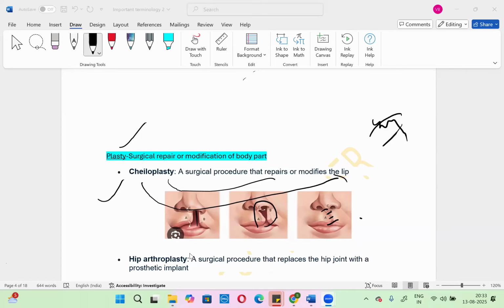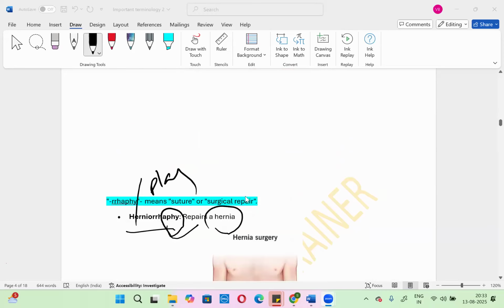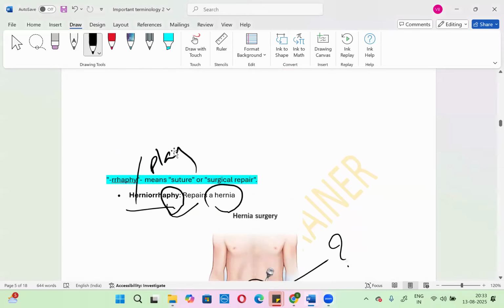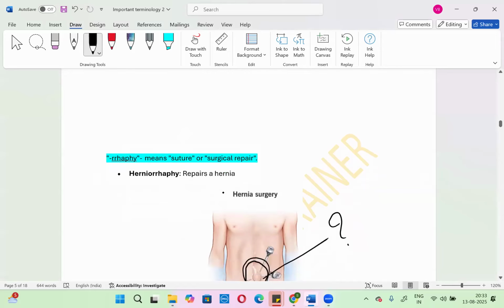Okay. Next comes rrhaphy. Rrhaphy is also suturing and repair. And the example is herniorrhaphy, which is nothing but repairing of a hernia. Okay, take down this terminology, rrhaphy, and also take down this example. Once it is done, I'll scroll it down.